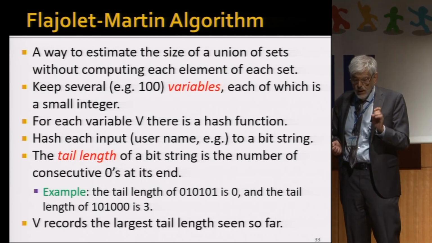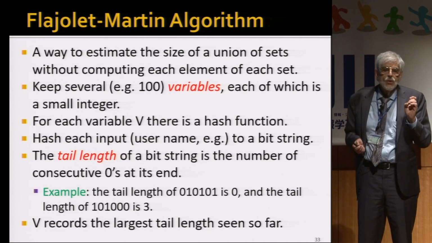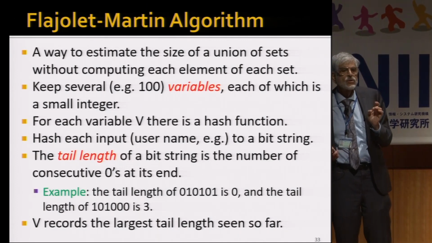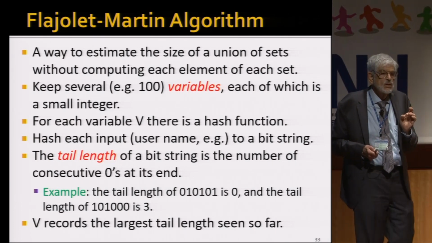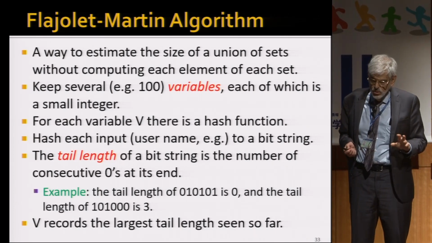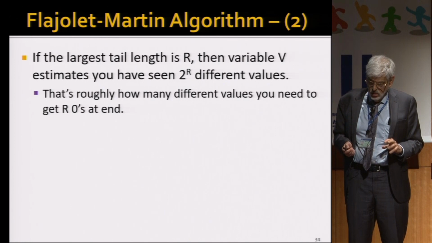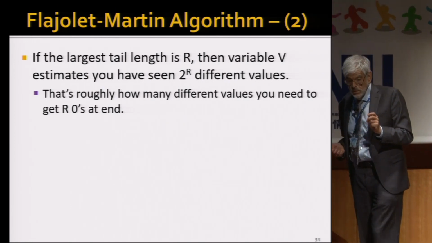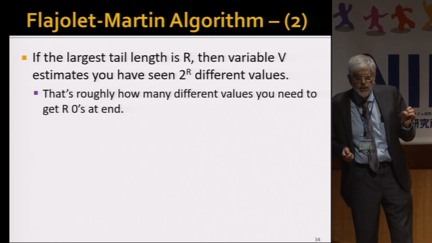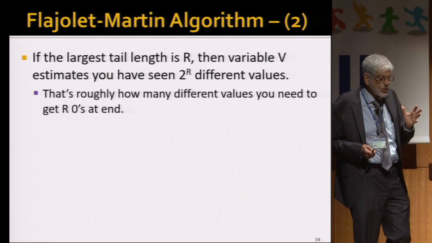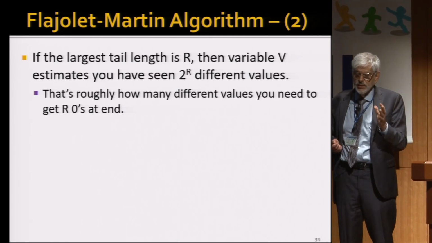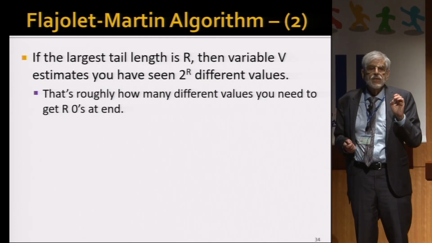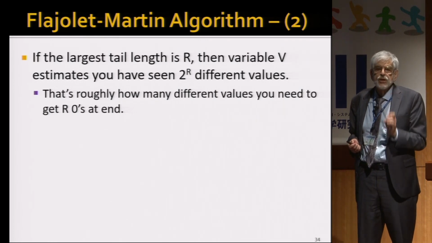Now, the object of variable v will be to record the largest tail length it ever sees. Okay, that's all it needs to do. Now, suppose that a variable v has recorded r, that is, the longest tail length it's ever seen is r. It's going to estimate that you've seen 2 to the r different values.